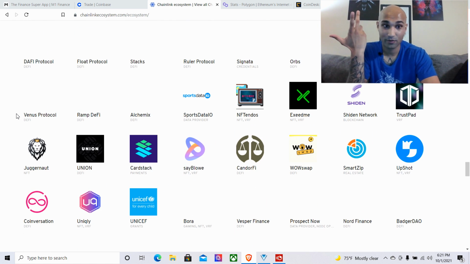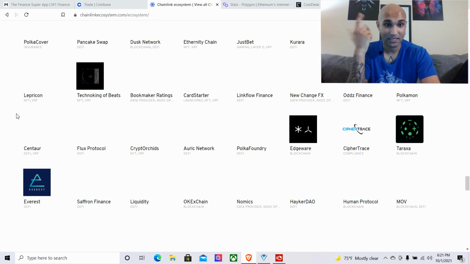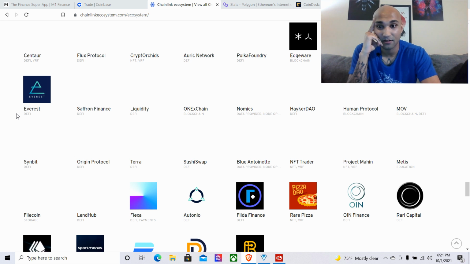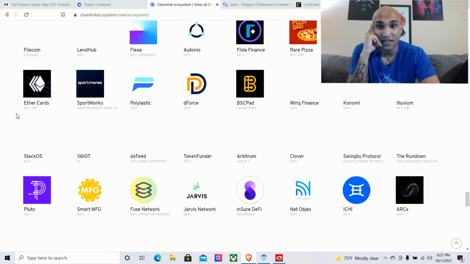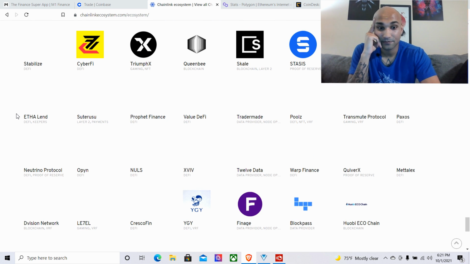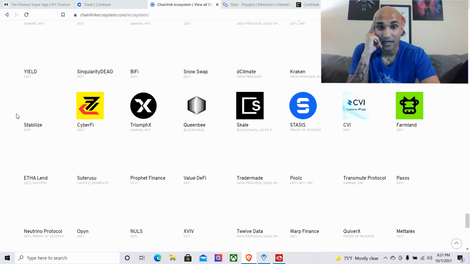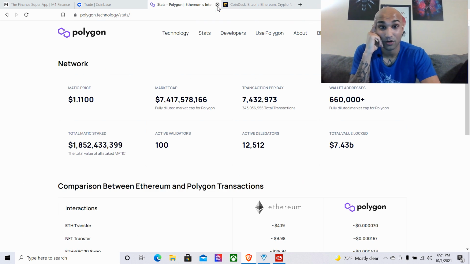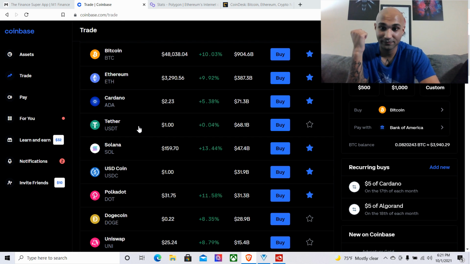So Chainlink looking really bullish. I don't think you can go wrong long-term with Chainlink. This is another one of those bigger mid to large cap coins that I think you should really keep an eye on. This is really good stuff. So Chainlink, almost self-explanatory what their value is. It's really good stuff. Polygon, also pretty impressive.